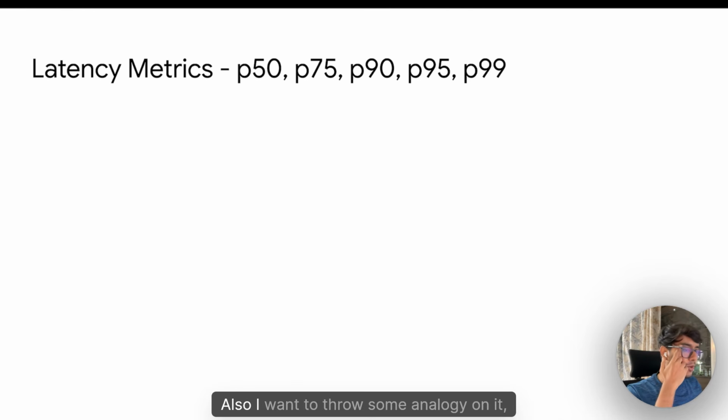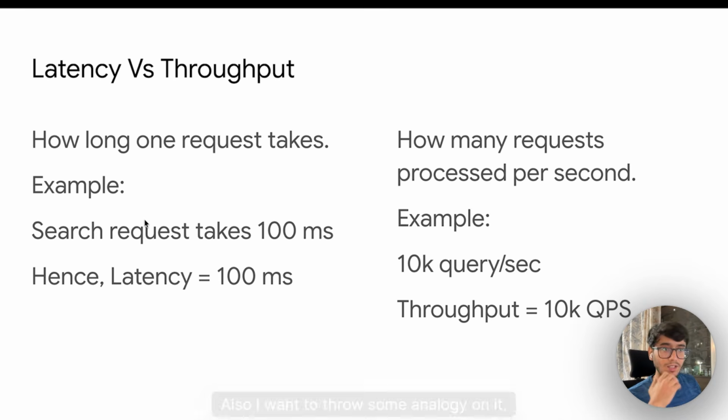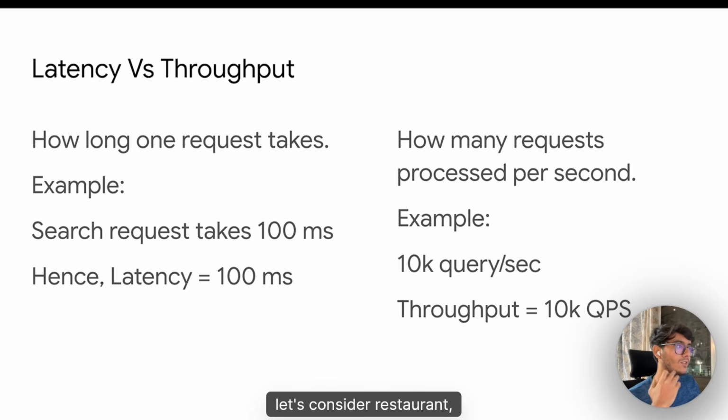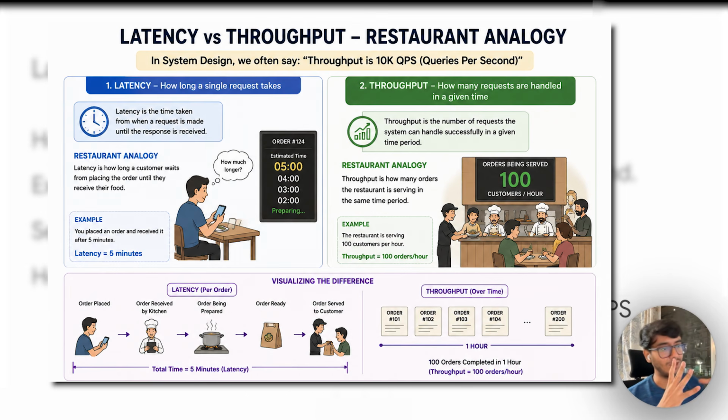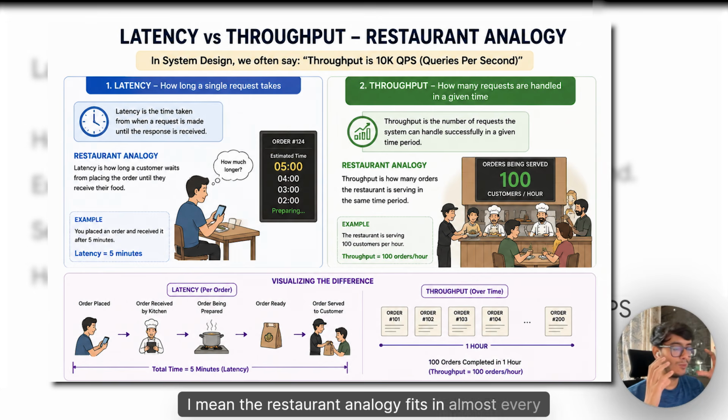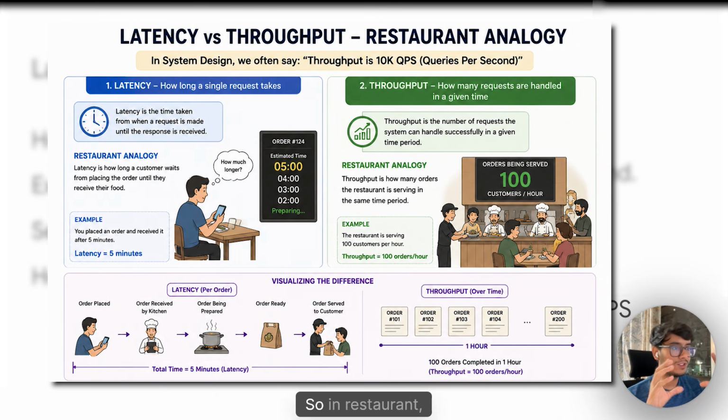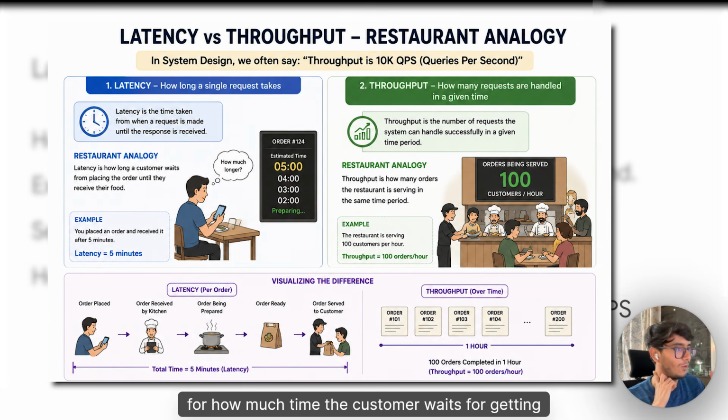Okay. Also, I want to throw some analogy on it. Let's consider a restaurant, right? I love it. I mean, the restaurant analogy fits in almost every system design concept. So in a restaurant, the latency is simply how much time the customer waits for getting his order, and the throughput is how many orders the restaurant is serving at that time.